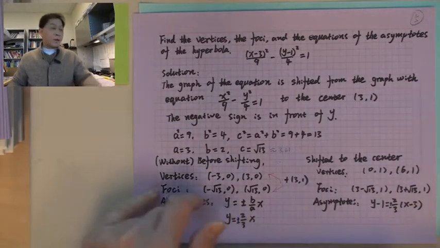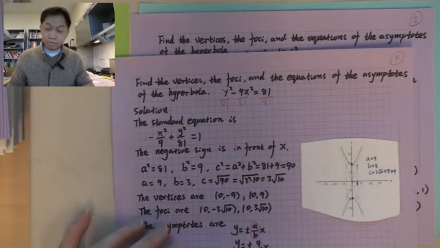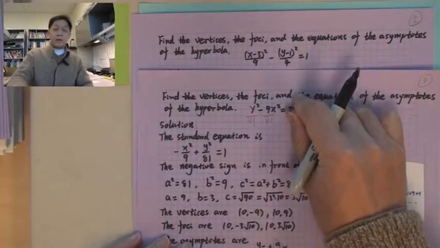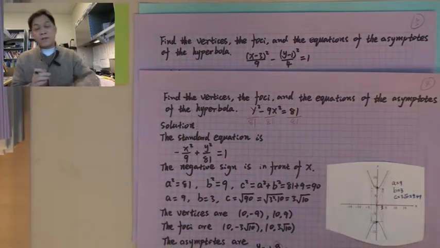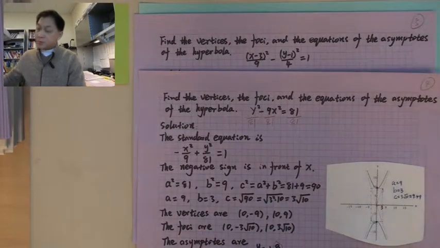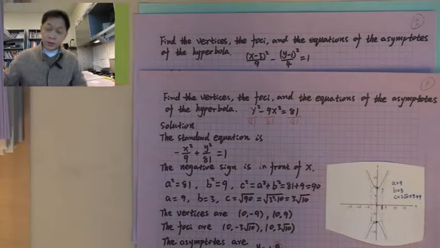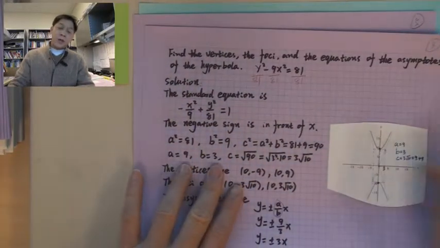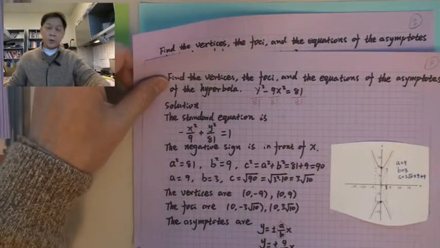So those two examples are about what? About given equations, ask you to find the geometric features: vertices, foci, and the equations of asymptotes. Next time we'll see something different. We'll see given the pictures, ask us to write down the equations. So I will see you next time with more examples.